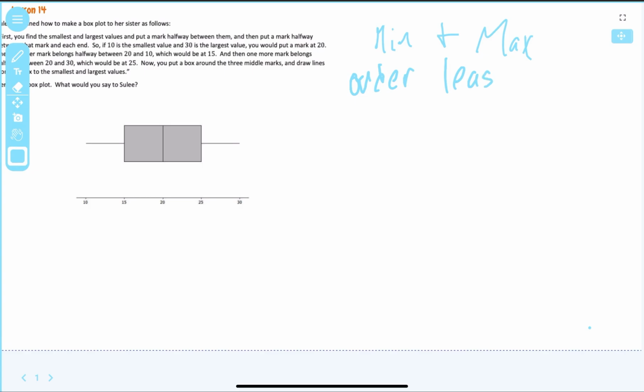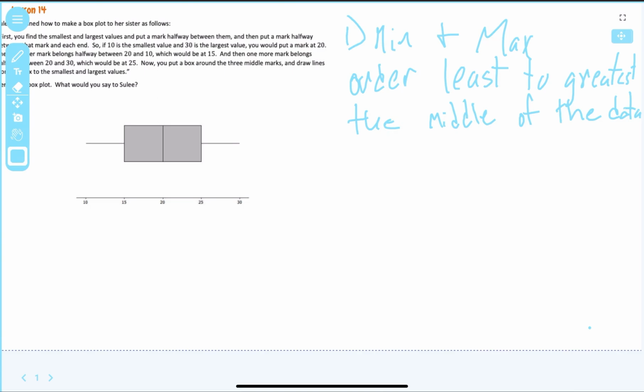When ordered, least to greatest, the middle of the data. Now, is it always going to be a data point? No. If it is an even number, it's not going to be a data point, right? It's going to be in between two data points. So you got to remember that. So here we have the minimum and maximum. Here we found the median.